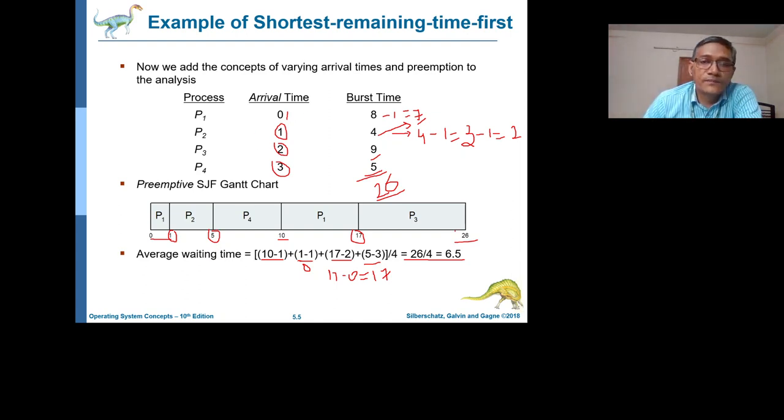For P3, it is completed at 26, submitted at 2. So 26 minus 2, 24 milliseconds. And finally P4, it is completed at 10 milliseconds and it is submitted at 3 milliseconds. So 10 minus 3 is 7 milliseconds. So add all these and divide by 4, you get the average turnaround time.